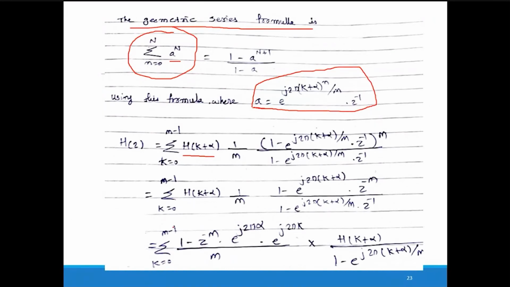Okay, as a second step, sigma k is equal to 0 to m minus 1 h of k plus alpha into 1 upon m, and we are taking this further simplification. So whatever raised to n is given, a raised to n plus 1. In this case, our n was 0 to m minus 1, n value is nothing but m minus 1, and we added plus 1 with it. So now you can write n is equal to m for this particular case.